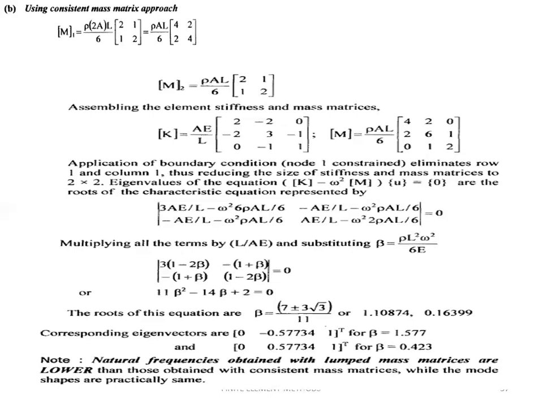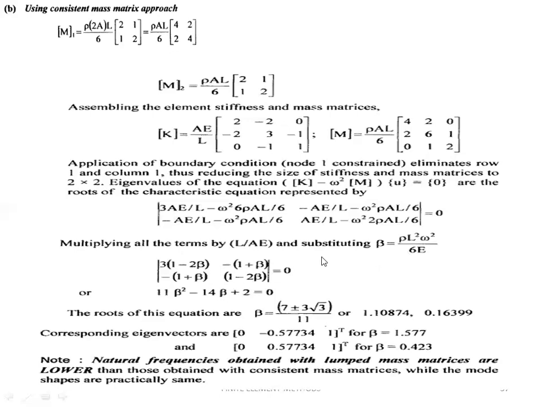So this is a 2 by 2, and the determinant becomes 3AE by L minus omega square times 6 rho A L by 6, and the second element is minus AE by L minus omega square rho A L by 6, and the third element is minus AE by L minus omega square rho A L by 6, and AE by L minus omega square times 2 times rho A L by 6, and this determinant must be equal to 0. Now let us multiply each and every element by L by AE and substitute beta equal to rho L square omega square by 6E.